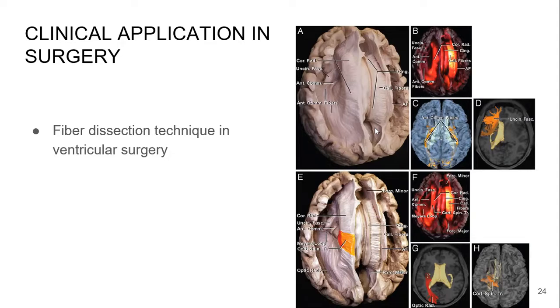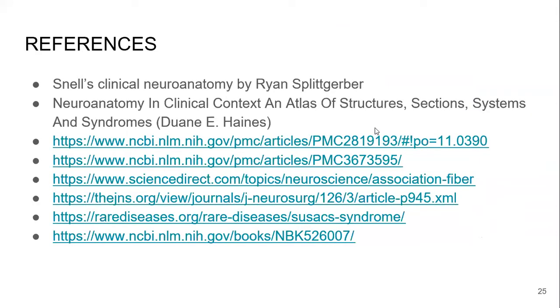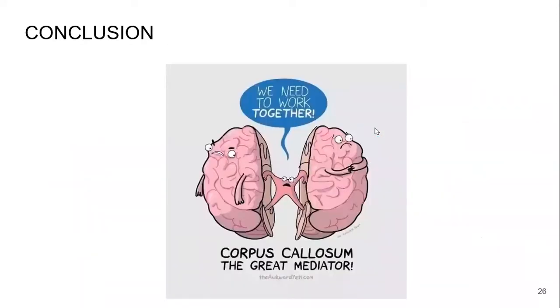In addition, a number of tracts course in the walls of the ventricle where they are separated from the cerebrospinal fluid by only a thin layer of ependyma and will likely be exposed to the greatest possibility of damage by hydrocephalus. The fiber dissection technique involves peeling away the white matter tracts of the brain to display its three-dimensional anatomic organization. With that, I want to thank you guys for listening, and the corpus callosum remains the great mediator.